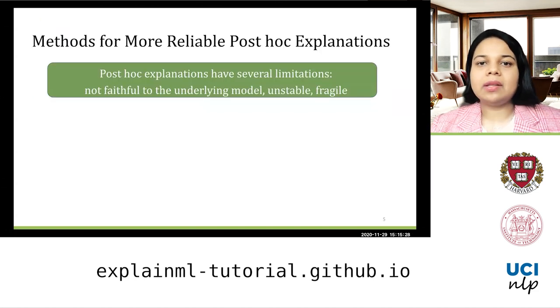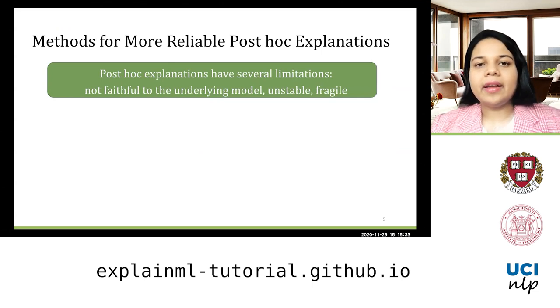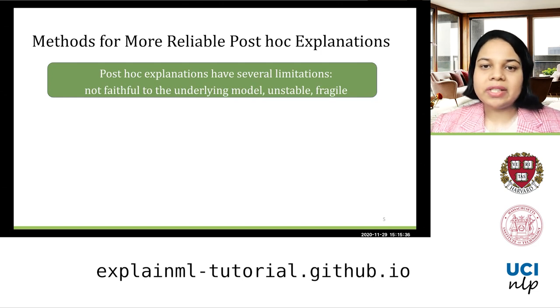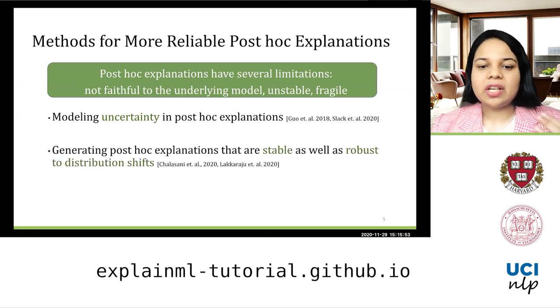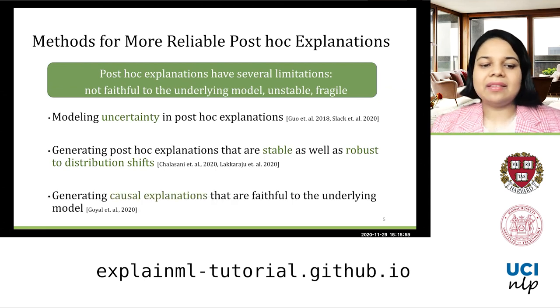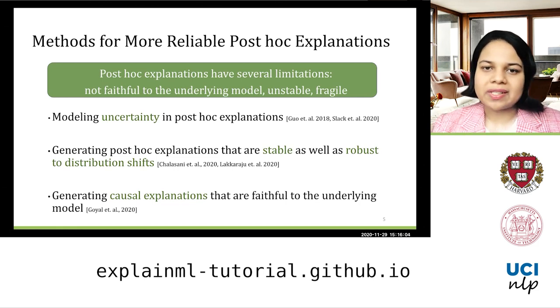As we have just discussed in the previous section, post-hoc explanations have several limitations. First of all, they are not always faithful to the underlying model. They may be unstable and fragile. In order to fix some of these problems, there has been some recent work that focuses on the following directions. The first one is modeling uncertainty in post-hoc explanations. The second one is generating post-hoc explanations that are stable as well as robust to distribution shifts. And the third one is generating causal explanations that are faithful to the underlying models. Let's explore each of these in a slight bit of detail.